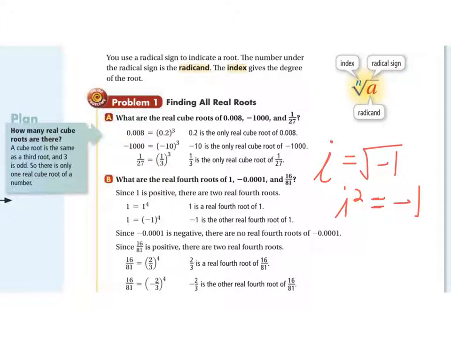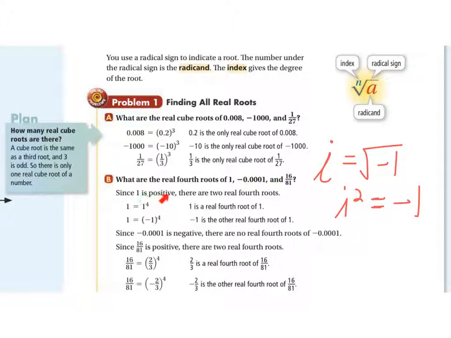So we talk about fourth roots. What are the real fourth roots of 1? With tenths, hundreds, thousands, 10,000ths. There we go. So what are the real fourth roots of 1, negative 1/10,000th, and 16/81st?